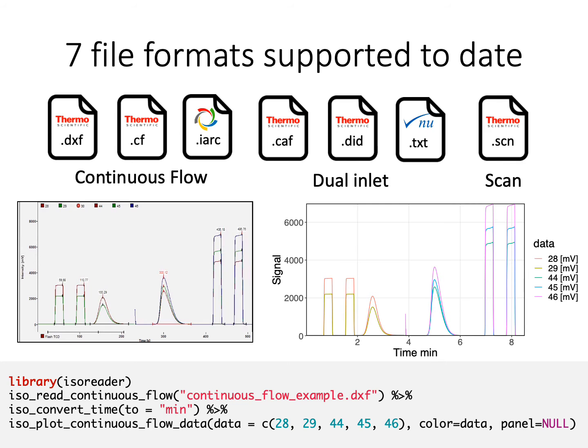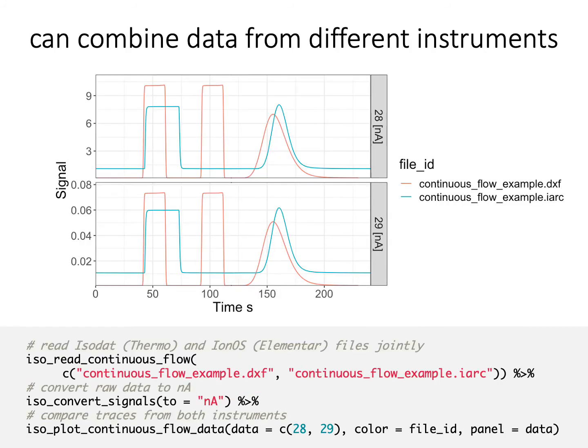Here with isoreader, you read the file. In this case, optionally, we're converting our time axis from seconds to minutes, and then plotting all ions we're interested in, in this case, 28, 29 for nitrogen and 44, 45, 46 for CO2.